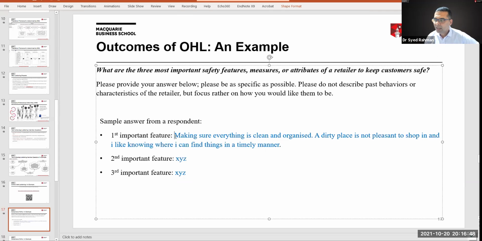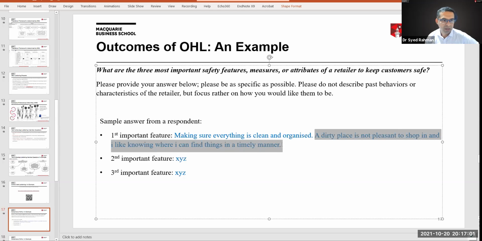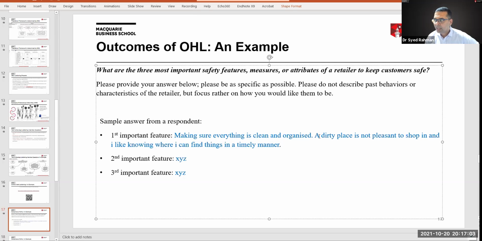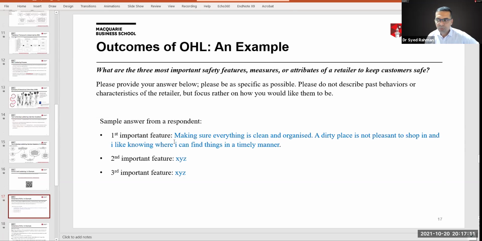And then as their first attribute, that person said that making sure everything is clean and organized, a dirty place is not pleasant to shop in, and I like knowing where I can find things in a timely manner. So it has to be organized, and they don't like dirty places. So basically the place needs to be clean, and that is the common theme in terms of safety in retailing. So what do we do with this information? This is the first attribute.